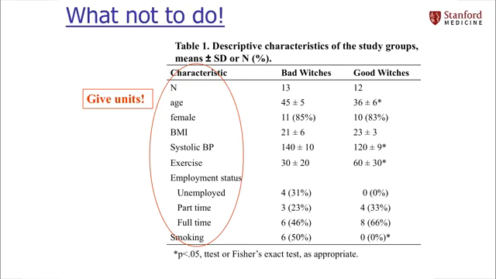For example, what does exercise mean here? Is that 30 minutes a day? Is that 30 minutes a week? Is that 60 minutes a year? Is that 60 hours a year? There's no way to tell without having the units. Even age may seem obvious. You may assume that 45 and 36 are referring to years here, but we don't know for sure. It could be months if we are talking about toddlers. So units are essential.